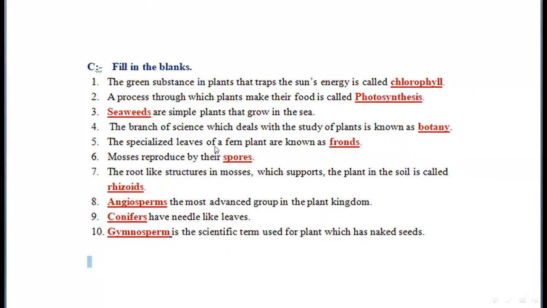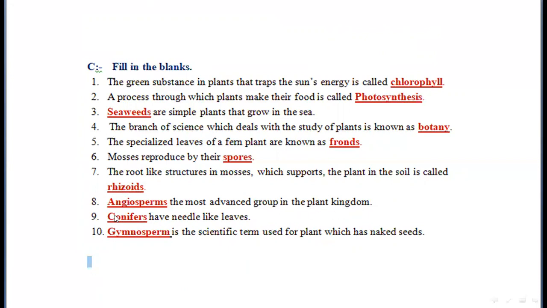The specialized leaves of fern plants are known as fronds. Mosses reproduce by their spores. The root-like structure in mosses which supports the plant in the soil is called rhizoid. Angiosperm is the most advanced group in the plant kingdom.